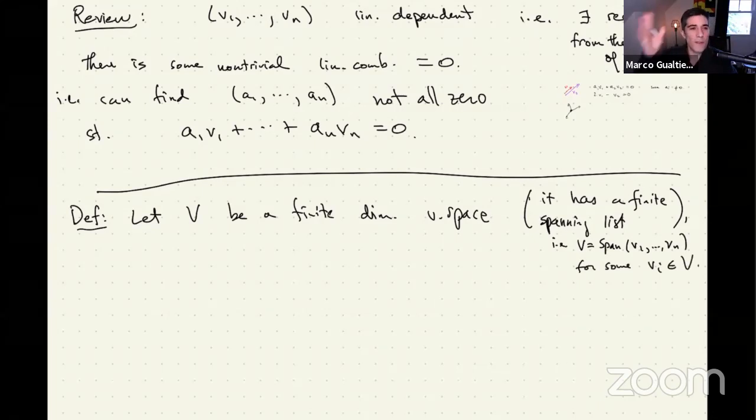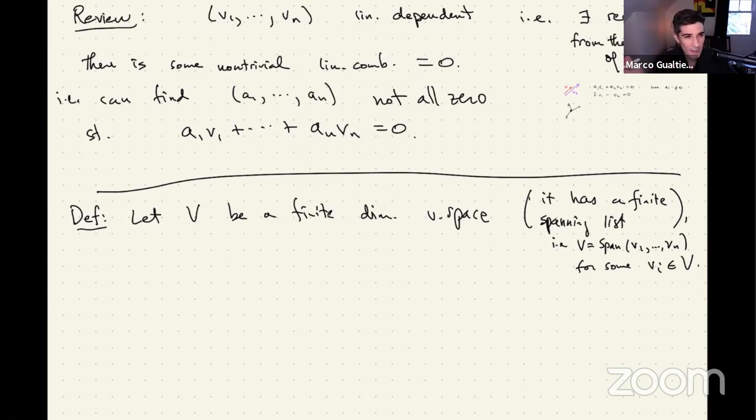Okay, so let's say that we have a finite dimensional vector space. The idea of a basis is that if you give me a spanning list, there are things that I can do to it. I can always add an extra set of vectors to that list. I can always increase the size of the list by adding randomly some vectors, and that will still span the whole space.